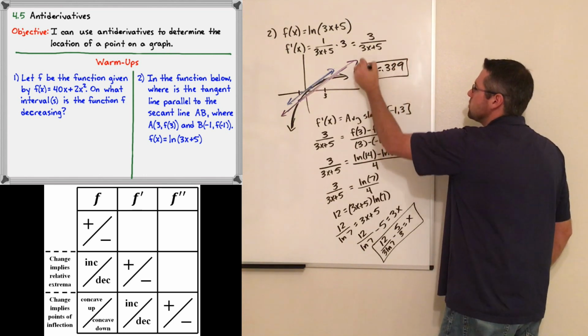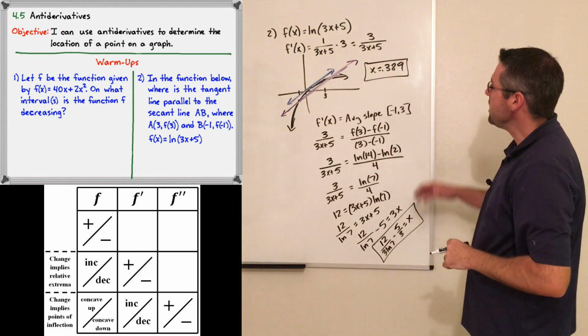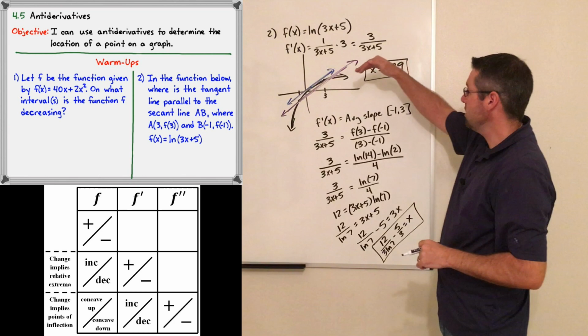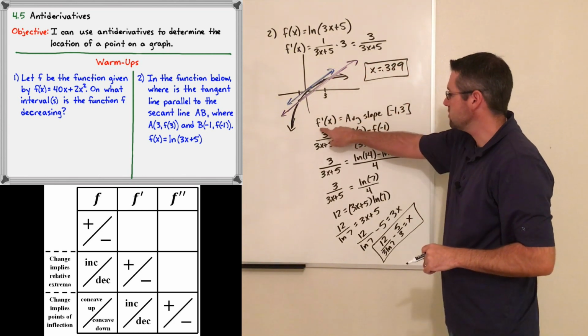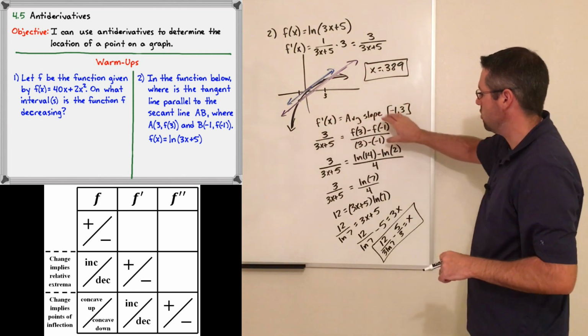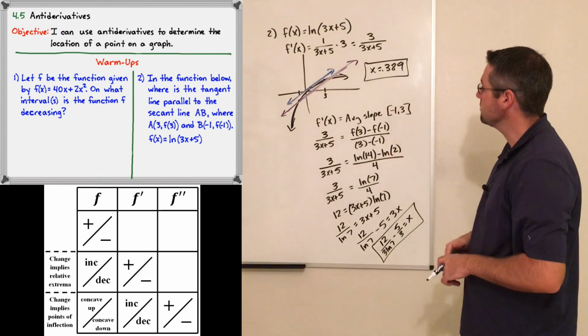So when x equals 0.389, we have a tangent line that has the same slope as the slope of the secant line here. So that's our answer there.